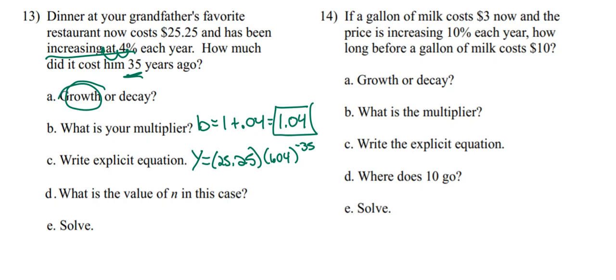And it says, what's the value of n in this case? N is the time with it. Sorry for my yawns. This formula is sometimes written as b to the n. So when they're saying what's the value of n, that's what they're talking about. The exponent there. We've been using x, so that's time. So in this case, it's going to be a negative 35. And then it's saying to solve it. So let's just go through and evaluate this. 25.25 times 1.04 to the negative 35th. And I get $6 and we round it to 40 cents.